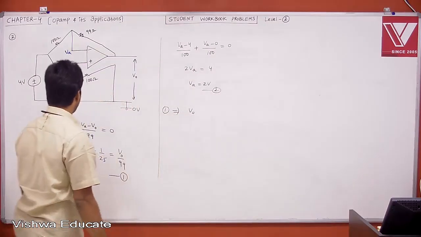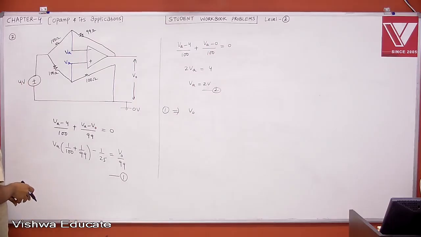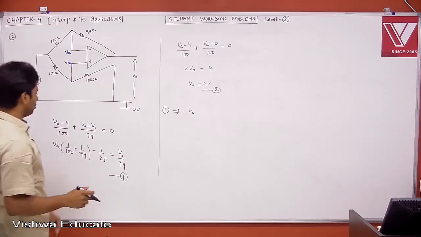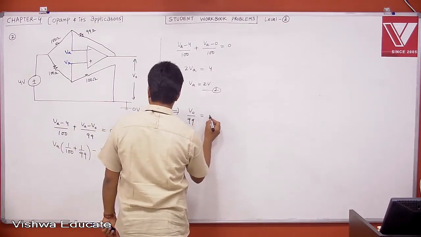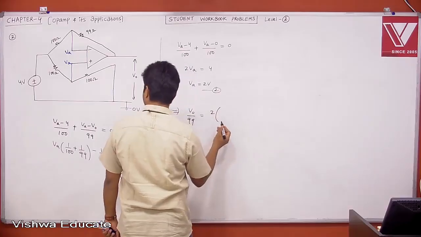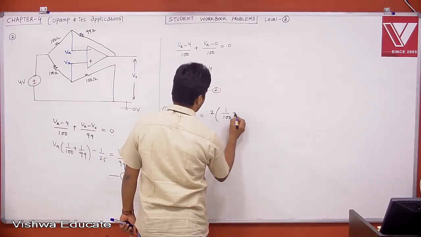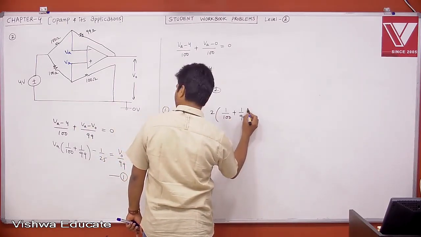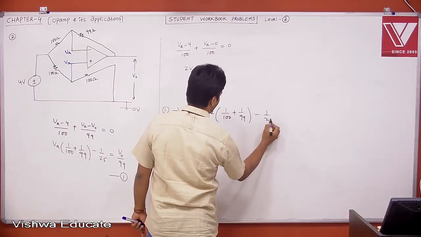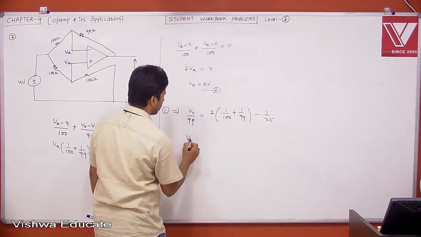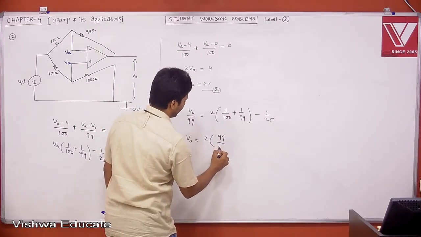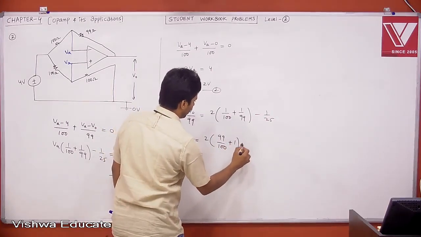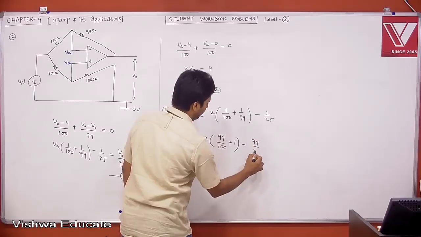Can I take 99 approximately equal to 100? Even if you take 99 approximately equal to 100, doesn't matter. Therefore, V0 by 99 is equal to VA, which is 2, into 1 by 100 plus 1 by 99, minus 1 by 25. Therefore, your V0 is equal to 2 into (99 by 100 plus 1) minus 99 by 25.